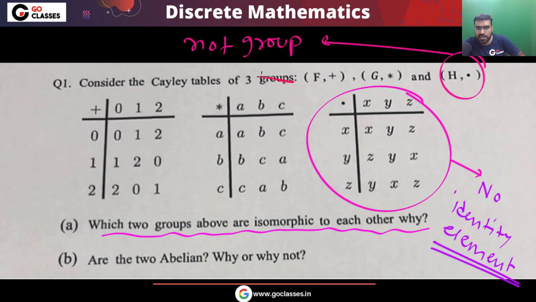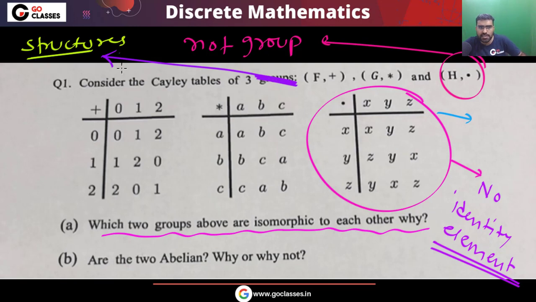The question is saying there are three groups. They should say there are three structures. So this question is simply wrong. Instead of group, they should write: consider three tables of three structures. If you look, this structure is closed. The closure property is satisfied. You can check for the associative property, but the point is this is not a group.